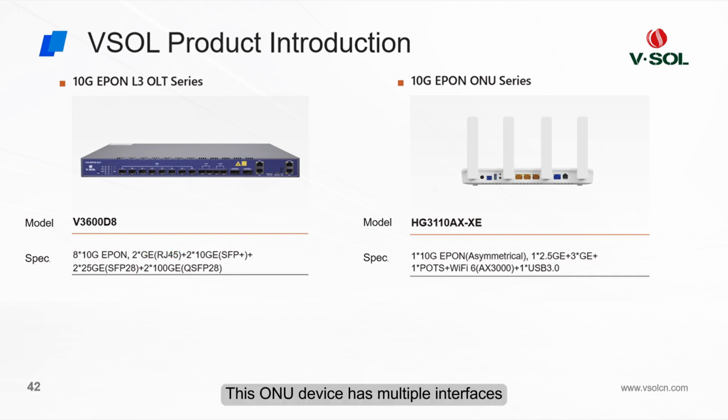This ONU device has multiple interfaces, including one 2.5 gigabit LAN port, three 1 gigabit LAN ports, 1 POTS port, and 1 USB 3.0 port. It also supports Wi-Fi 6 AX3000. The specific parameters of OLT and ONU can be obtained through our website or publicity materials.